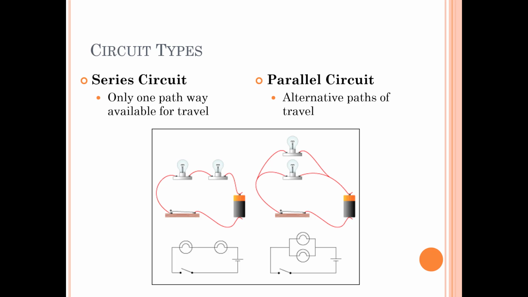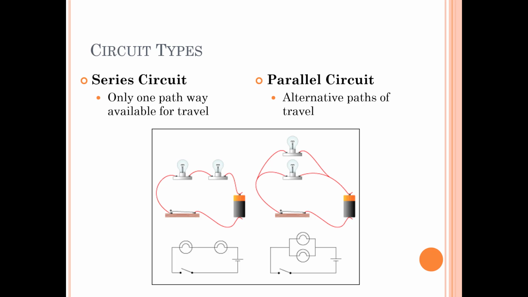There are different types of circuits. We have series circuits and parallel circuits. In a series circuit, there is only one pathway available for travel. If you've ever had a Christmas tree light strand that stopped working because one light bulb burned out, and you have to frustratingly search for that one bad bulb to make the strand work again, then you understand how a series circuit works. If you have ever experienced this, it is because the light strand is using a series circuit.